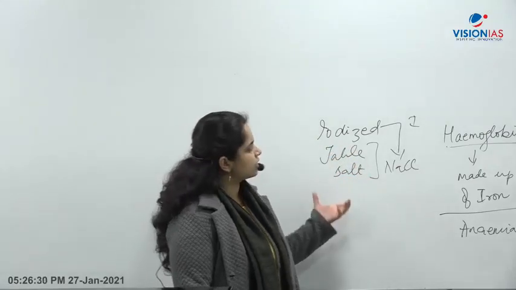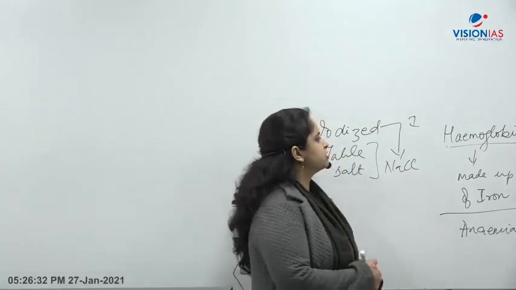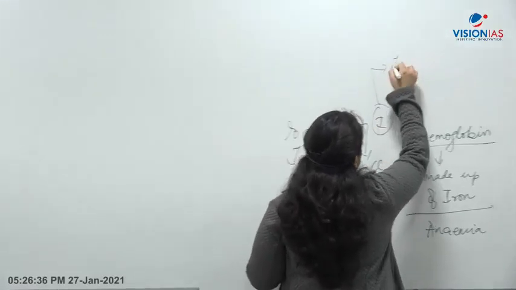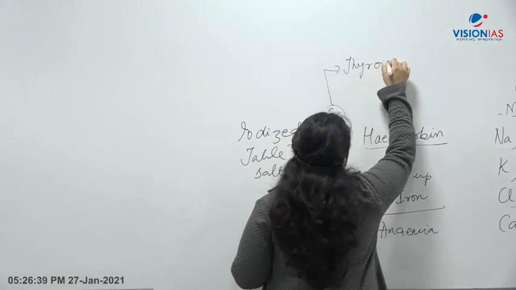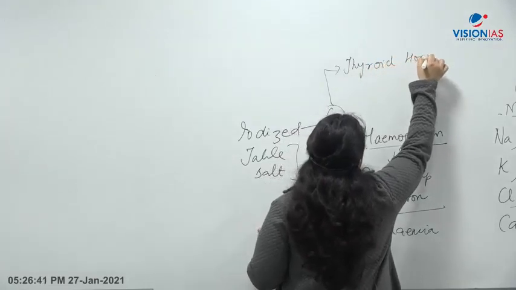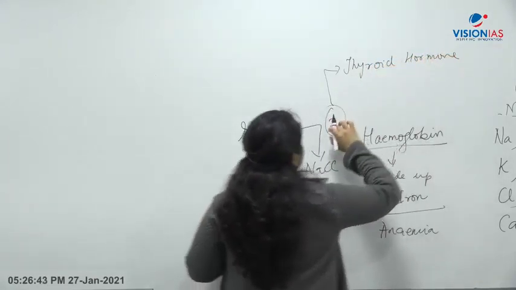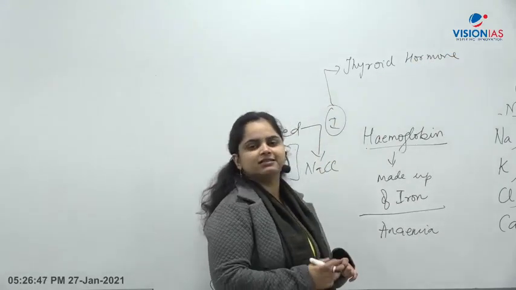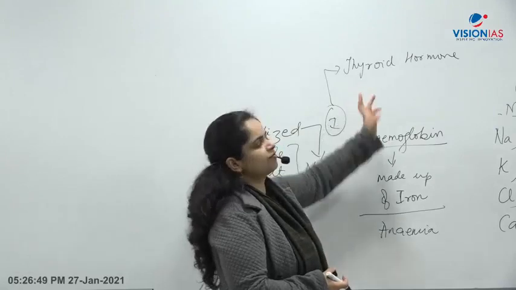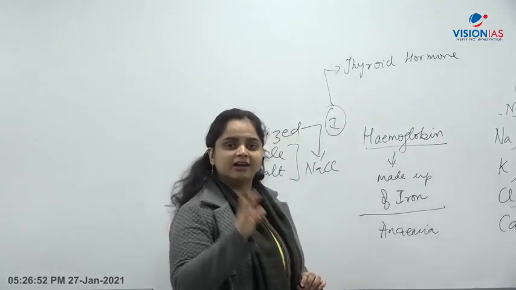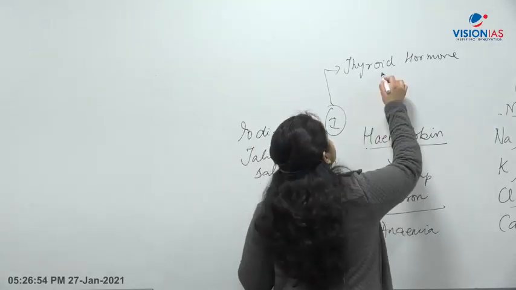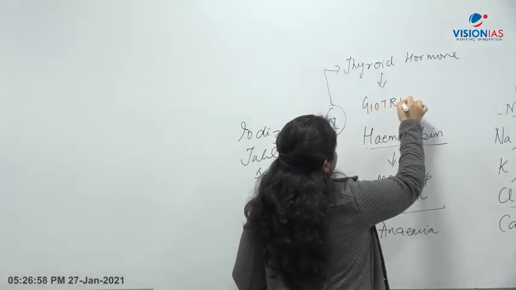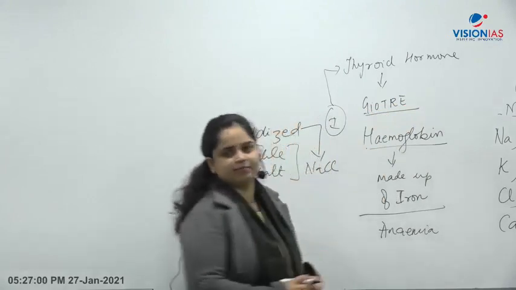Okay. Now what does this iodine do? So there is a hormone called thyroid hormone. And this hormone contains iodine. So iodine is needed for the manufacture of thyroid hormone, and if this iodine is deficient, that means thyroid hormone will be deficient and there is a disease called goiter which can take place.